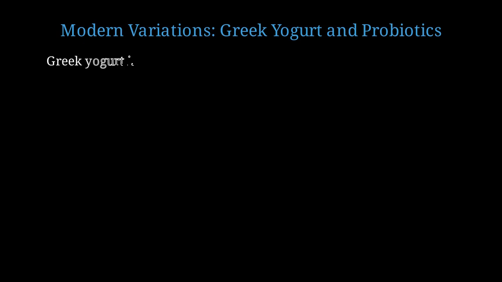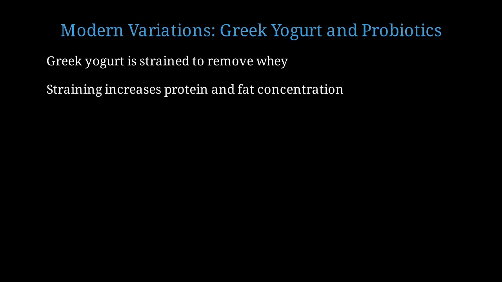Let's briefly touch on modern variations. What makes Greek yogurt different? Greek yogurt is regular yogurt that's been strained to remove much of the liquid whey. This concentrates the protein, typically doubling it to around 10%. Straining also concentrates fat if whole milk is used, and removes some lactose and water-soluble vitamins. The result is a thicker, creamier texture with higher nutritional density.